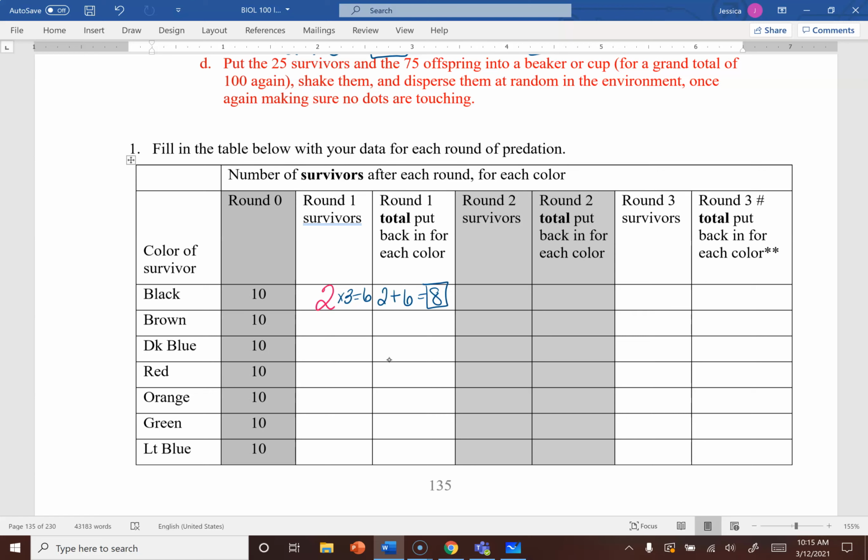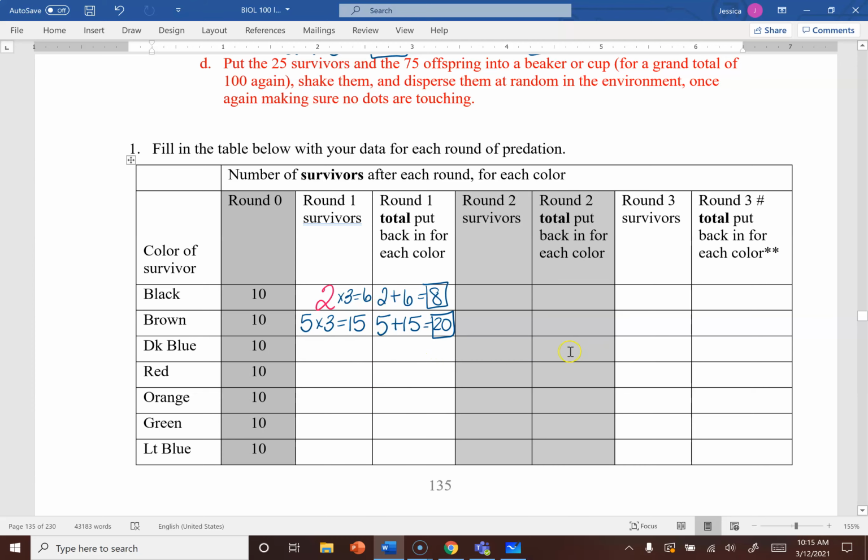So let's say that in our environment we had 5 brown individuals survive. To get our number of offspring, we're going to multiply that by 3 for a total of 15. So to put back, we're going to put back our survivors plus their 15 offspring for a total of 20 individuals for the next round of our simulation.